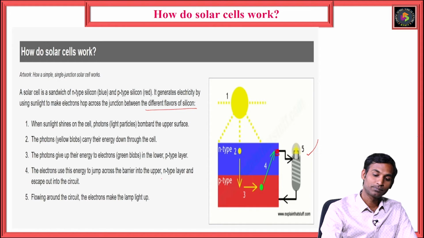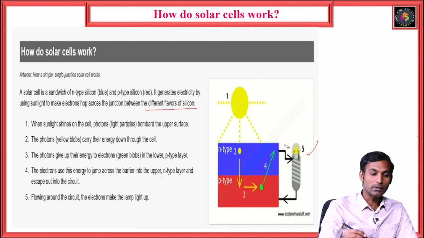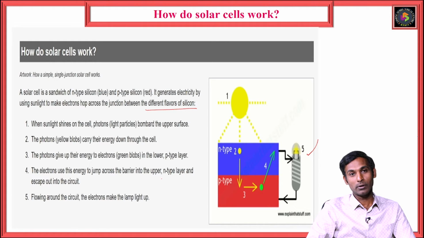In this diagram, it is important that photons give their energy to the electrons in the lower p-type layer. When it is bombarded, the photons release their energy to the electrons.